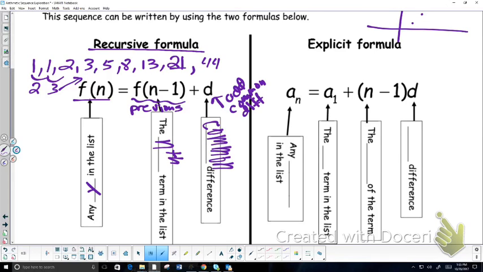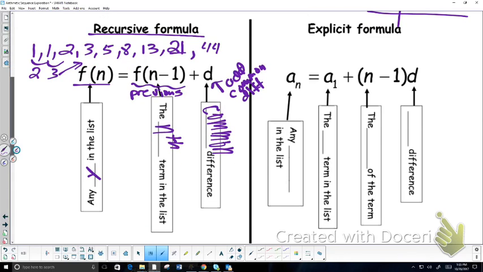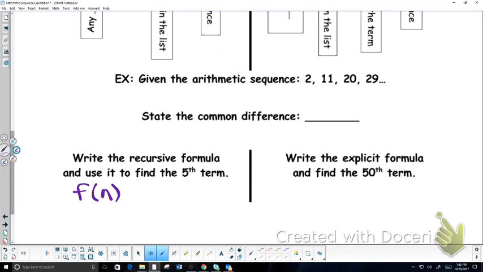Okay? We're going to go ahead and put this recursive formula to use. So I'm going to write it right here, f of n. Now this is just a basic formula for everything. We're going to make this formula personal to this sequence. First of all, let's decide if this is arithmetic. To go from 2 to 11, I would add 9. To go from 11 to 20, I would add 9. And to go from 20 to 29, I would add 9.